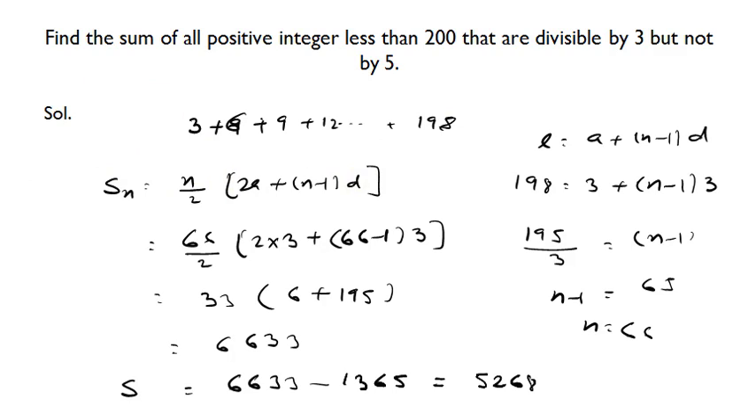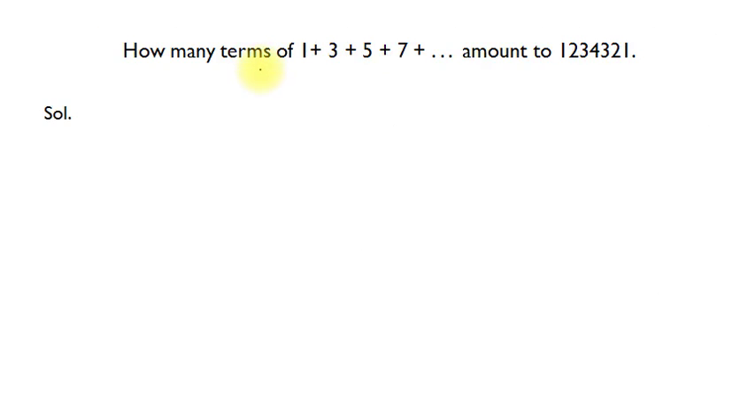Now moving to the next one, we have: how many terms of 1 plus 3 plus 5 plus 7 up to amount to 1234321. Now here we have the given series and the sum of the series. So Sn is given, that is 1 plus 3 plus 5 plus 7, and this Sn is equal to 1234321, and here we have to find the number of terms.